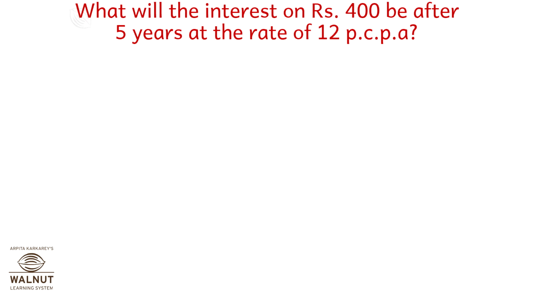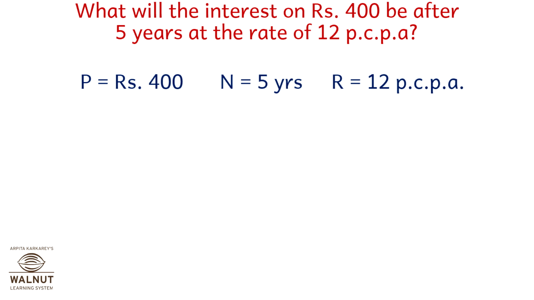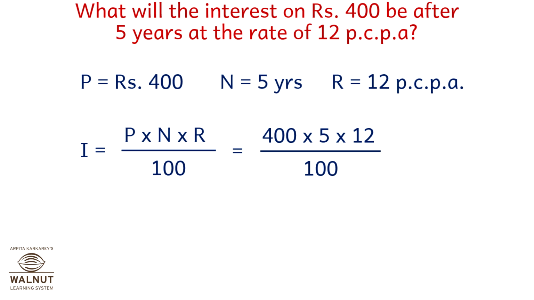What will the interest on rupees 400 be after 5 years at the rate of 12 p.c.p.a? P is rupees 400, N is 5 years, R is 12 p.c.p.a. We remember the formula I equal to P into N into R upon 100. So 400 into 5 into 12 upon 100. 100 ones are 100, 100 fours are 400. So the answer is 4 into 5 into 12. 4 into 5 is 20. 20 into 12 is 240. So the answer is rupees 240.